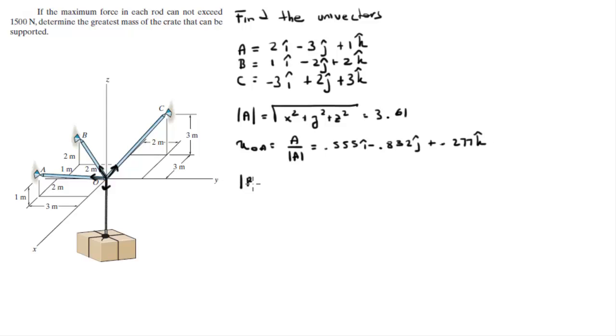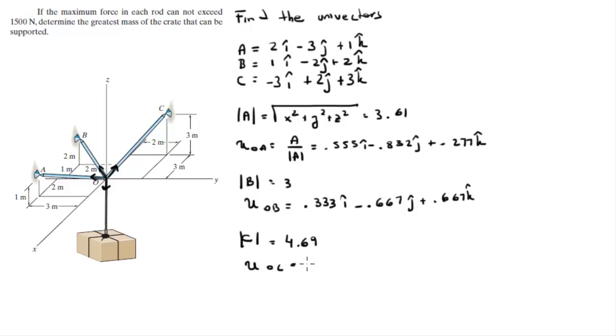So you have to go through the same motions for B and for C. The magnitude of B is 3, the magnitude of C is 4.69, and univector OB comes out to be 0.333 in the I minus 0.667 in the J plus 0.667 in the K, and univector OC is equal to negative 0.640 in the I plus 0.426 in the J plus 0.640 in the K. And then we have the last univector, which is the univector for the crate. It's going straight down in the z-axis, which means it's simply negative 1 in the K.